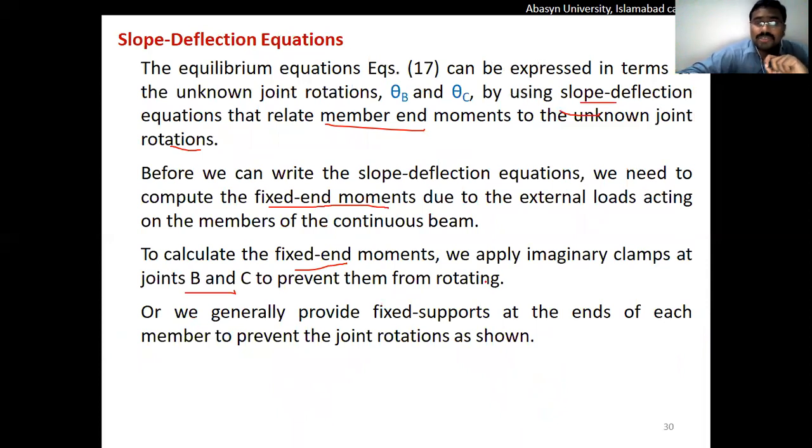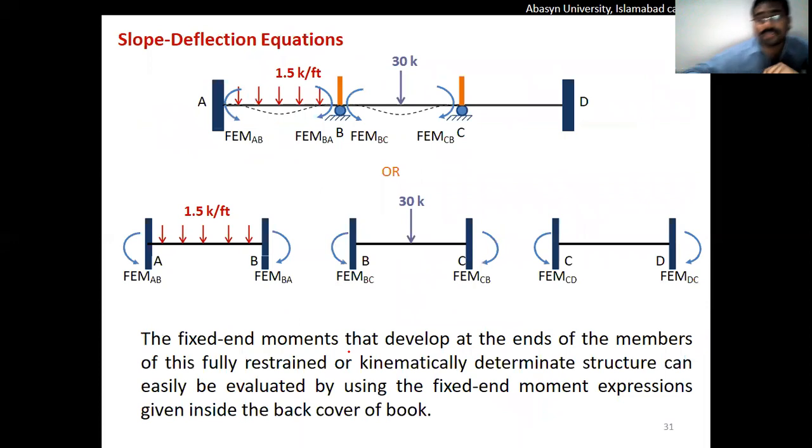Or this fixed end support is provided at each end of the member to prevent the joint rotation of the member. Like this, we have a fixed end moment. We convert the roller support into a fixed end support so that there is no rotation and no deflection at both ends of the member. Similarly, fixed end moments will be formulated at all these supports.